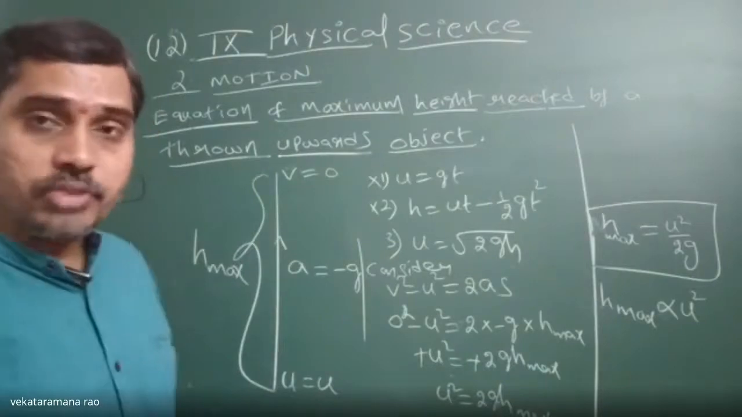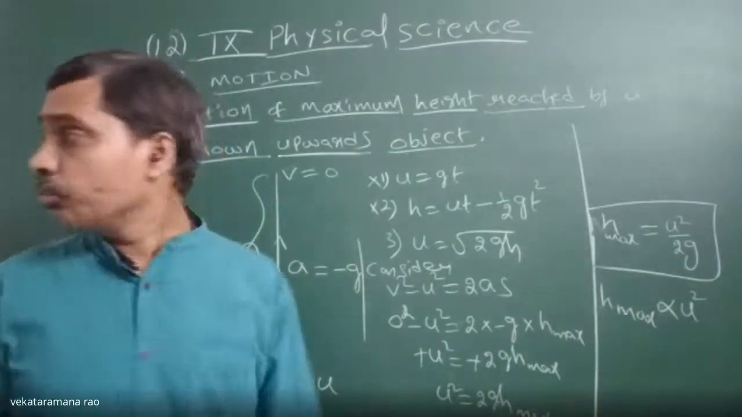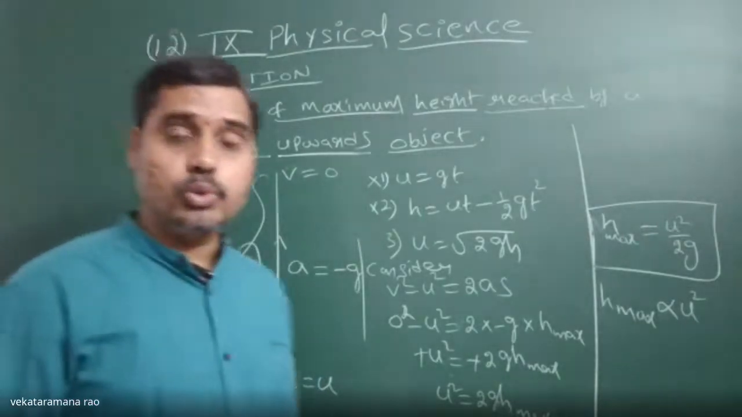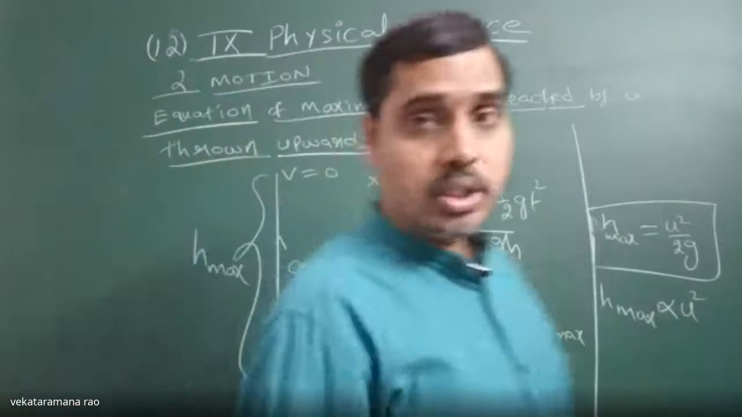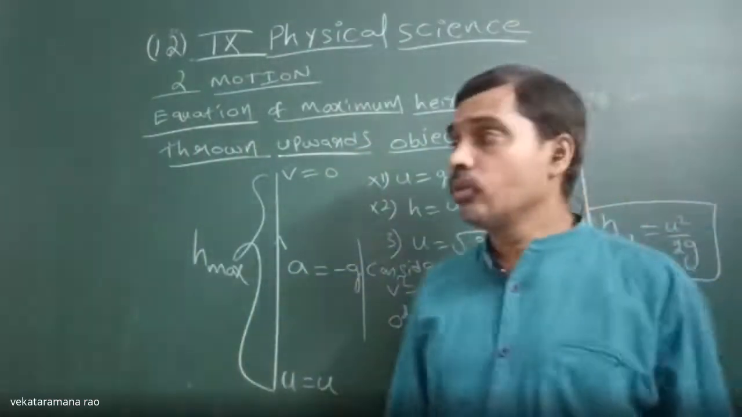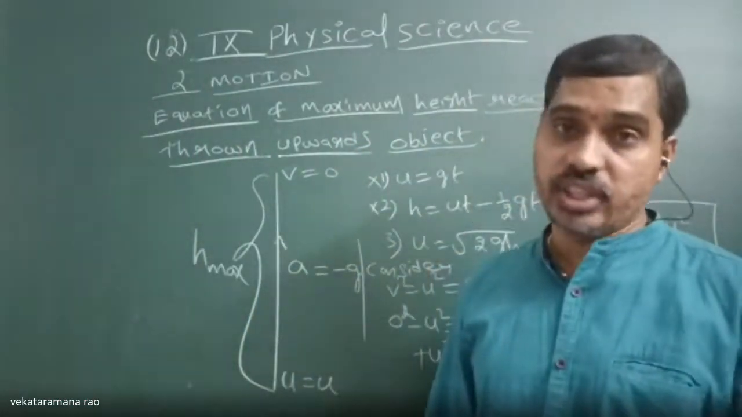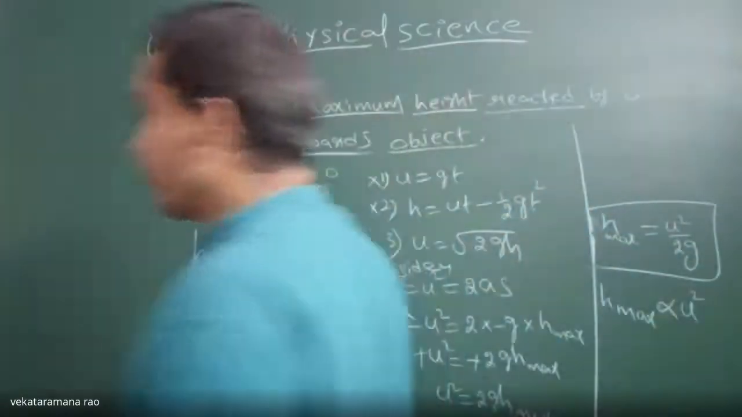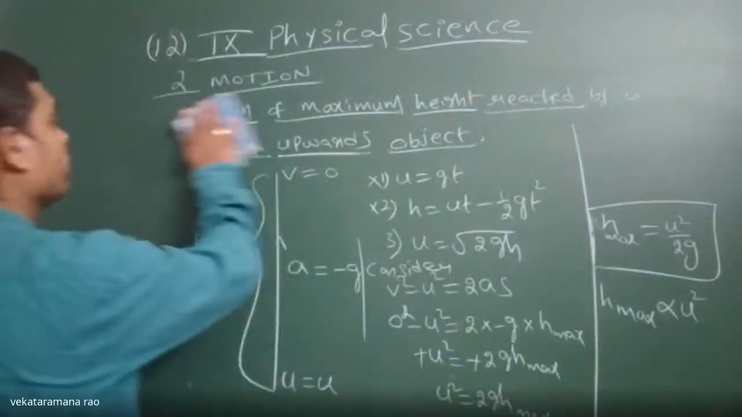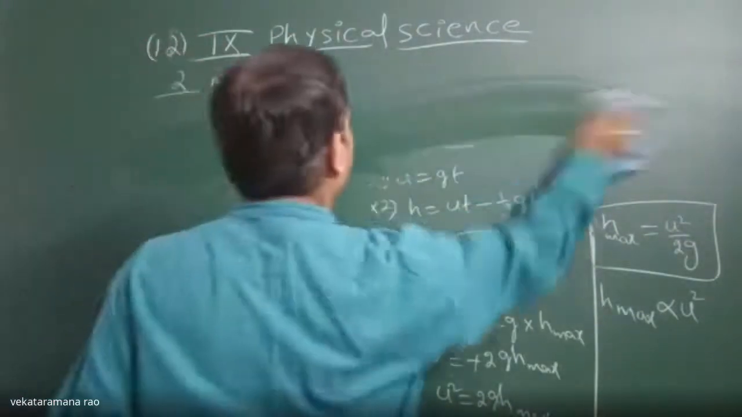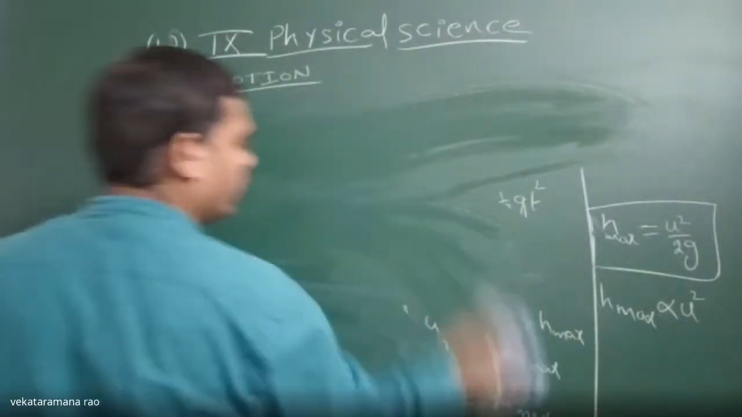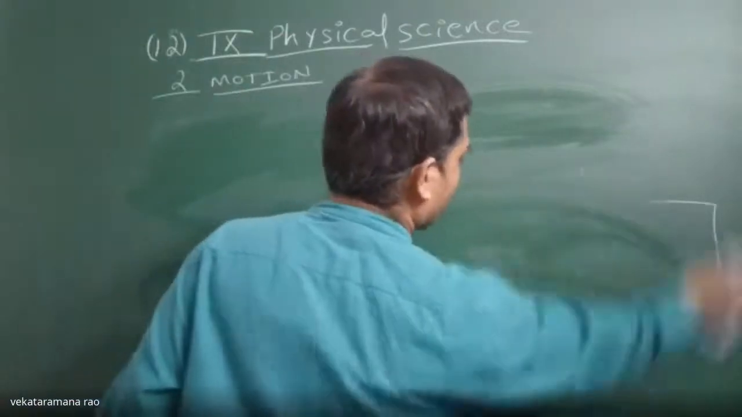So what is the maximum height reached by a thrown upwards body? The formula is h max is equal to u square by 2g. That means it is directly proportional to the square of the initial velocity. Now, if a body is freely falling, in that case, what is the final velocity of the body while touching the ground?